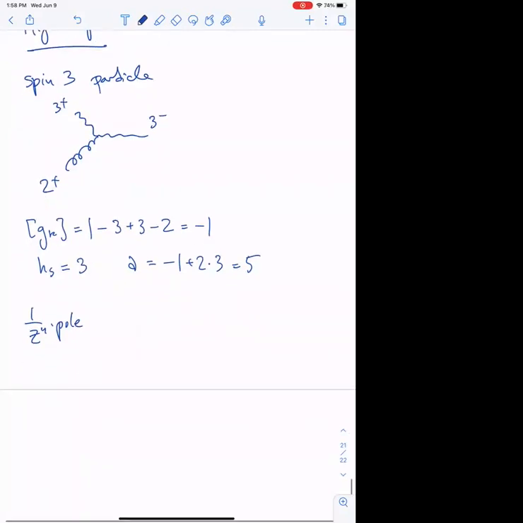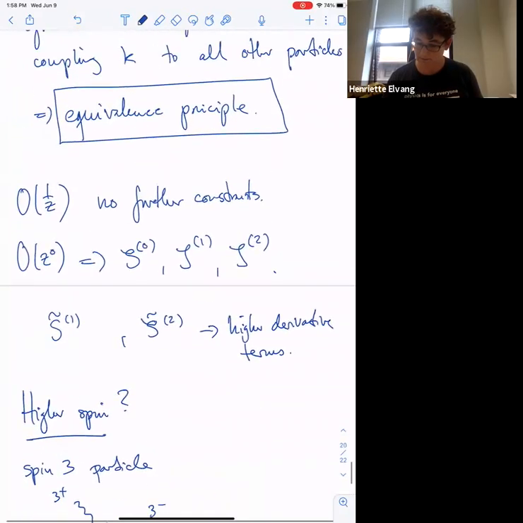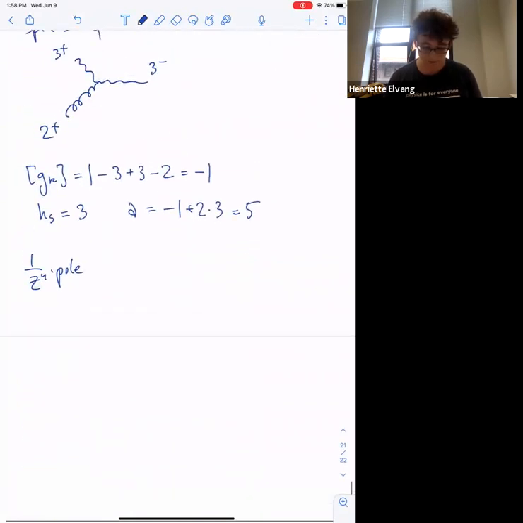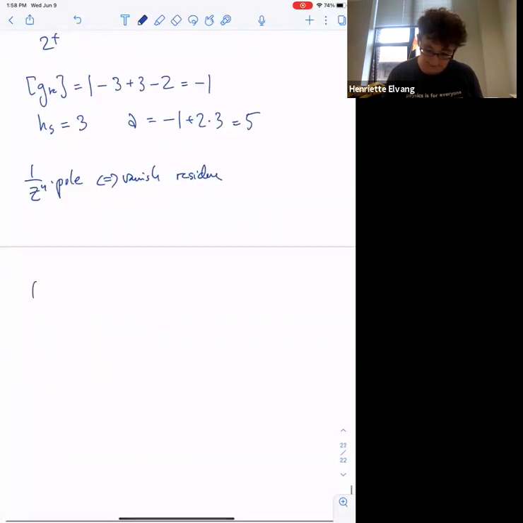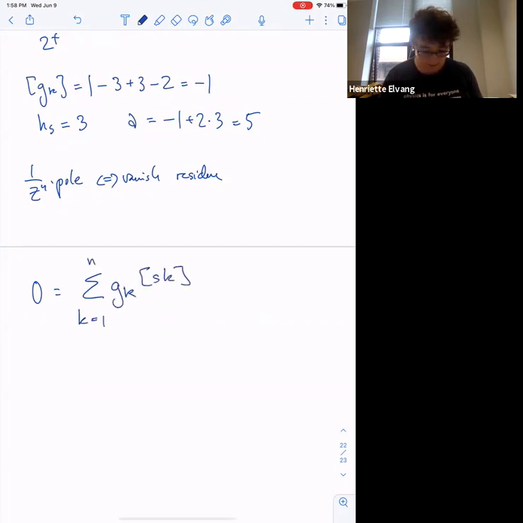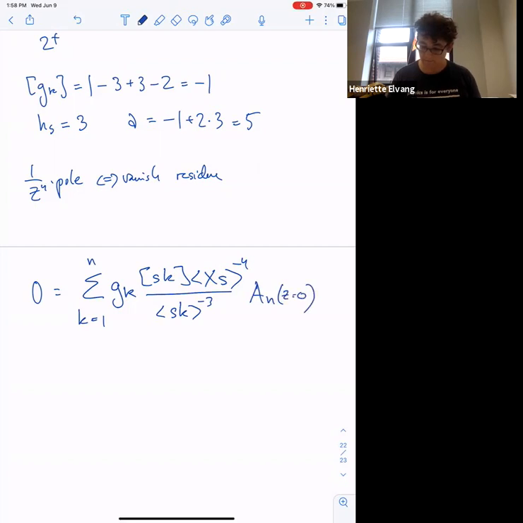Okay. So if I go ahead and use the formalism from our master formula, let me just tell you what the condition from the residue is. And that is that 0 would have to be the sum over k equals 1 through n of g_k s_k to the minus 4. We don't really care about that part, divided by s_k to the minus 3. That's what you would directly get times an amplitude at c equal to 0.